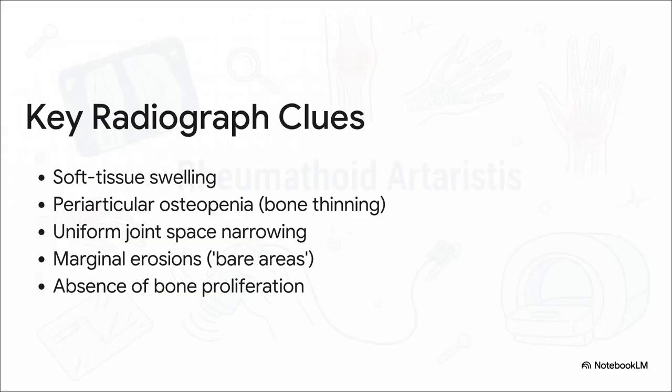So when a radiologist looks at an X-ray, they have a checklist. They're looking for swelling in the soft tissue first. Then they look for something called periarticular osteopenia, which is just a fancy way of saying the bone right next to the joint is getting thin. Then they look for that joint space getting smaller and smaller. And the big one, those marginal erosions, where the bone is literally being eaten away. A final, crucial clue, there's no new bone growing. This disease is all about destruction.